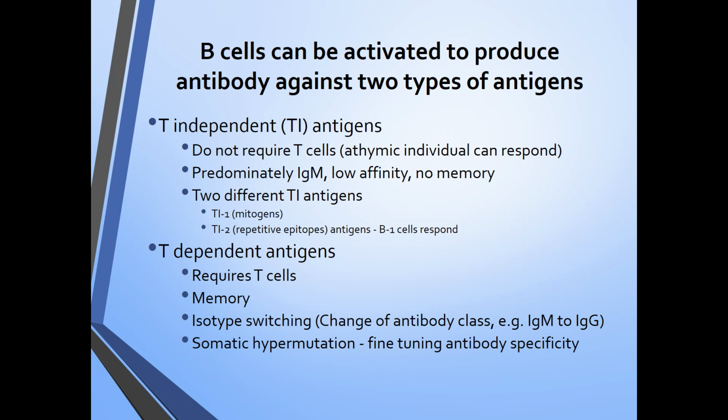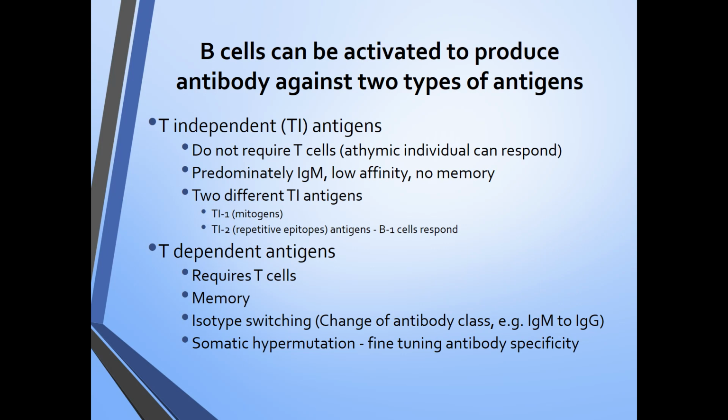The TI2 antigens are repetitive epitopes. They're multivalent, they have lots of epitopes. An example is carbohydrates in the capsule of a bacteria, or the flagella, or some sort of repetitive unit that engages. And there's a specific B cell subpopulation that responds to those, and those are the B1 cells.